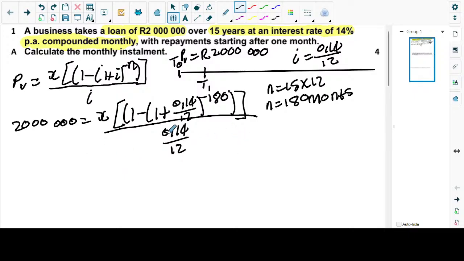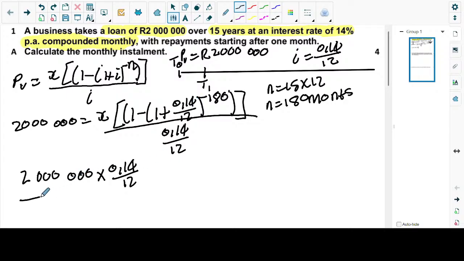What we can do from here is a multiplication. On this one we have an invisible 1 which you can't see, but it's there. So we're going to multiply 2 million with 0.14 all over 12, and then multiply 1 with X all over 12. So we have 2,000,000 multiplied by 0.14 all over 12. After multiplication, we can divide by this big fraction, this big bracket.